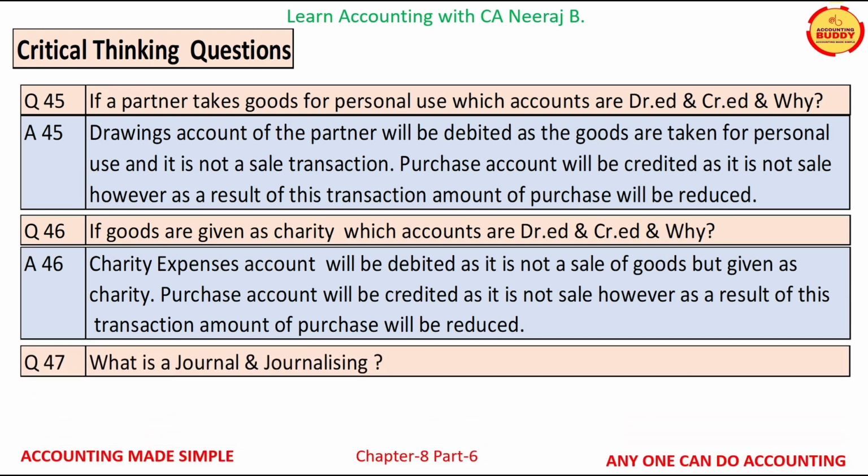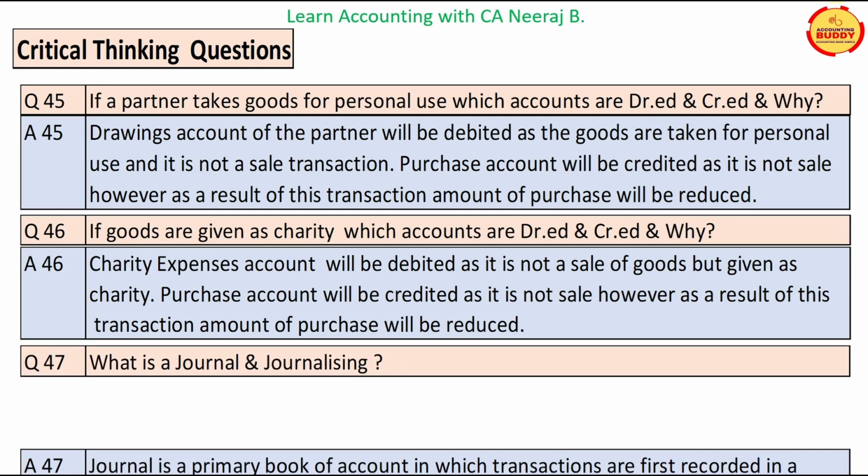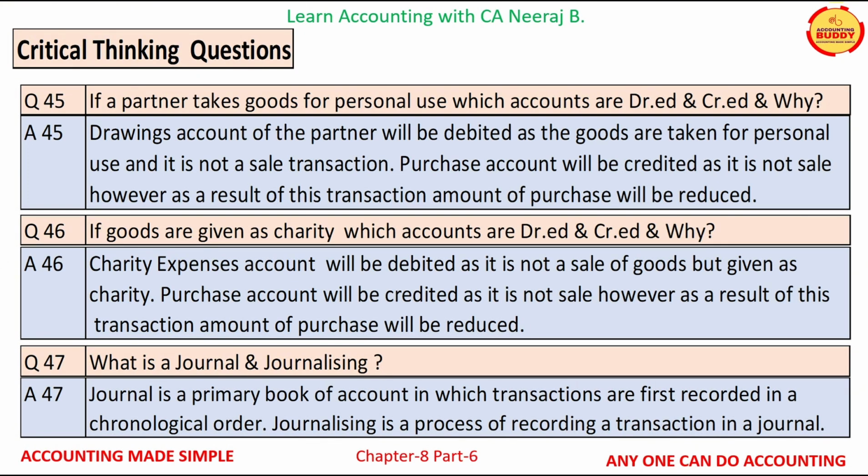Question number 47. What is journal and journalizing? The answer is journal is a primary book of account in which transactions are first recorded in a chronological order. Journalizing is a process of recording a transaction in a journal.